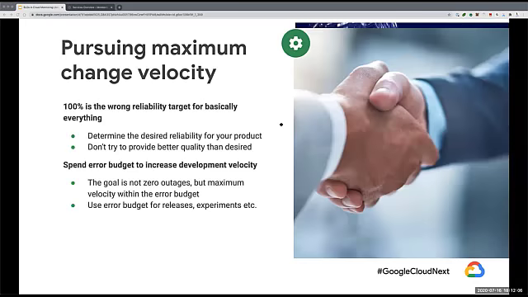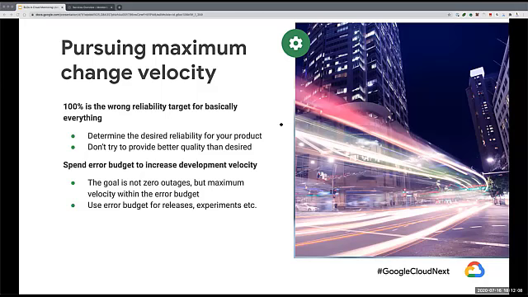And I think the second big thing I would like everyone to leave this presentation with is that 100% is the wrong target. So you should have a good target, and I'm going to talk about how you might set those targets next in just a second.